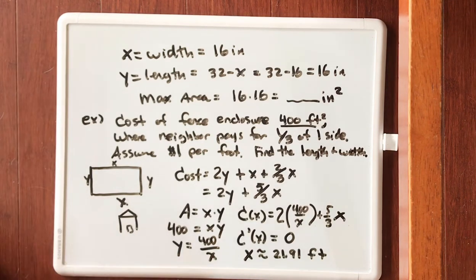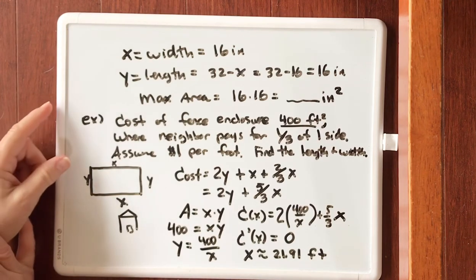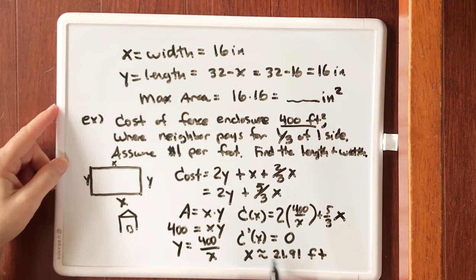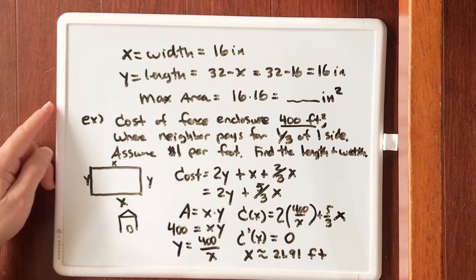Find the length and the width. Well, that's not hard to do. We have the length here, so what would we do next? We'll put this right into here, and we'll find the dimension of the other one.